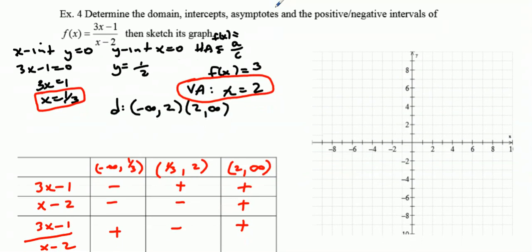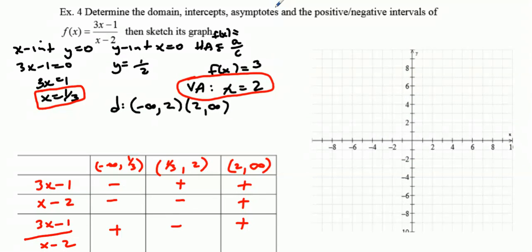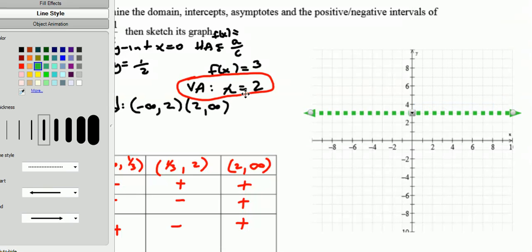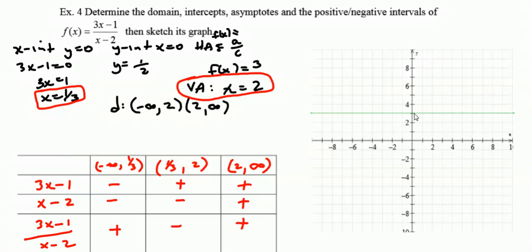So let's see if we can just put everything that we've learned on our graph. I'm going to try and make it as neat as possible. So let's put our horizontal asymptotes and our vertical asymptotes on. So our horizontal asymptote occurs at f of x equals 3. So up here, oh my goodness, that's huge. I'm going to have to make that smaller. Okay, so maybe that's okay. So there's our horizontal asymptote. Our vertical asymptote is at x equals 2.